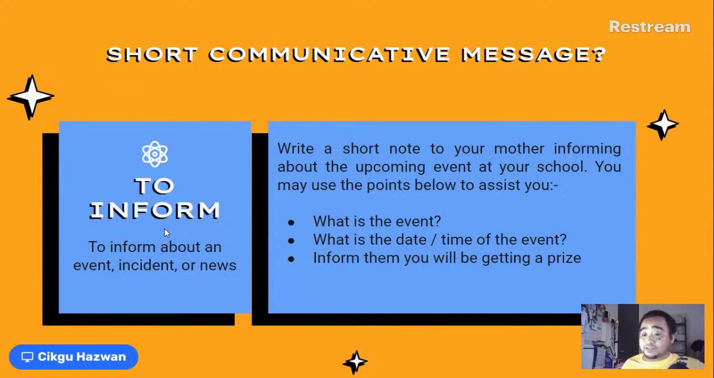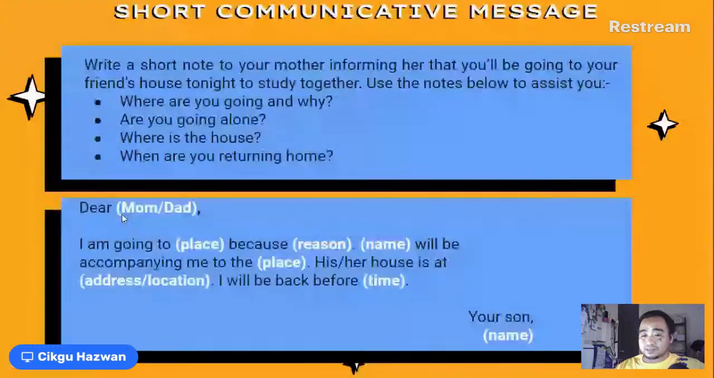What is the event? What is the date or time of the event? Inform them that you'll be getting a prize, for example. So this is a very simple task for you to do. You can type it in the comment later. So, how to write this short message? What is the event? What is the date and time of the event? Inform them that you'll be getting a prize. This is a very short, simple task for all of you.